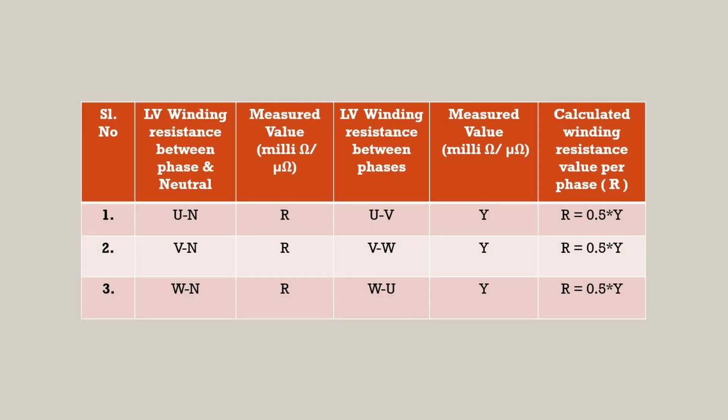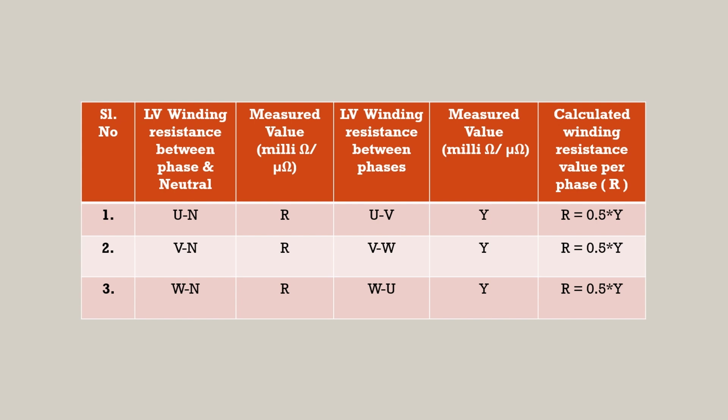On the low voltage side, because it is a star connected winding, you can measure the phase resistance directly, that is between phase U and the neutral point N, between V and N, and between W and N, and the measured values are R, R, R. Or if the neutral is not available, you measure between the two phases UV, VW and WU, and the measured values come to Y ohms for each.